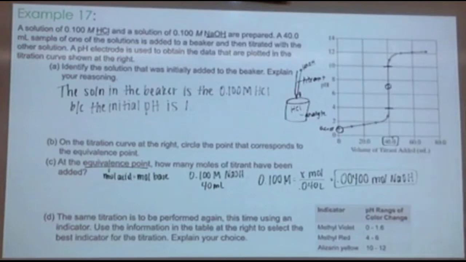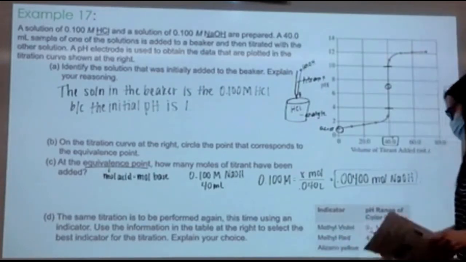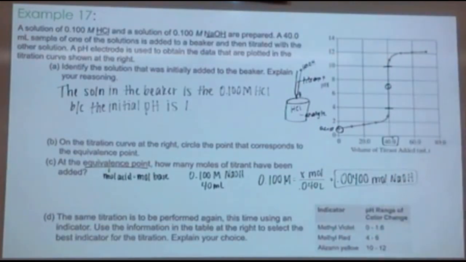Then part D says the same titration is to be performed again, this time using an indicator. Use the information in the table at the right to select the best indicator for the titration. Explain your choice. So we have 3 indicators. We have methyl violet, methyl red, and alizarin yellow.